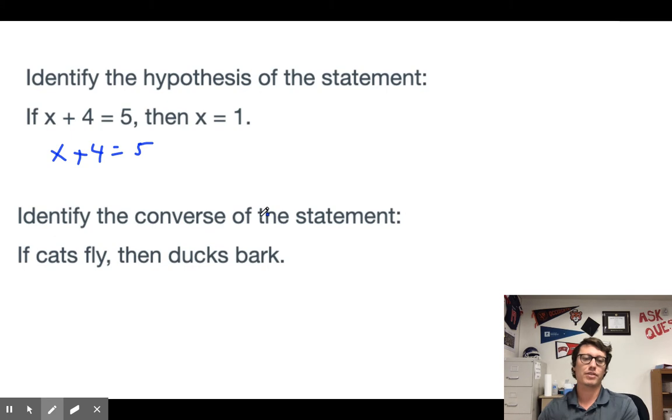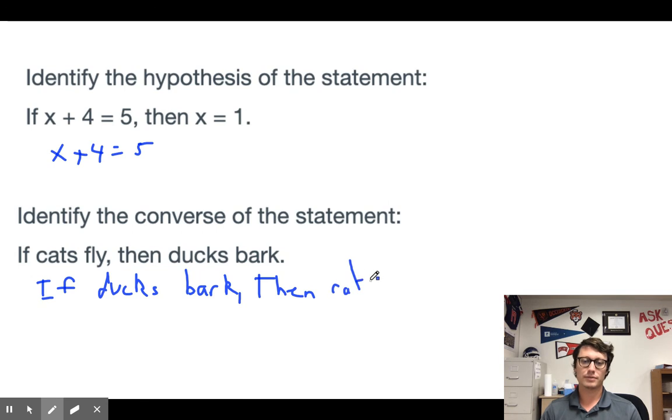Identify the converse of the statement. Remember, converse is just switching a conditional. So if cats fly, then ducks bark. Obviously, these are two false things, but in a way, it then makes it true, because if cats fly, then ducks will bark, because cats don't fly, therefore ducks won't bark. So it's kind of weird that those are two false things, but in a way that makes it true. Anyways, converse, just switch them around. All right, this would be if ducks bark, then cats fly.